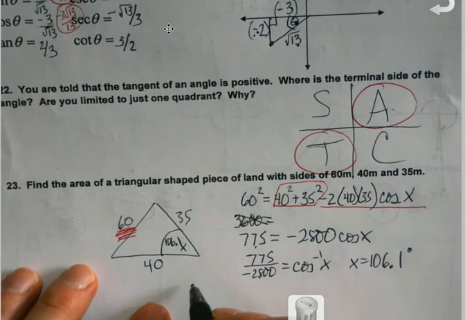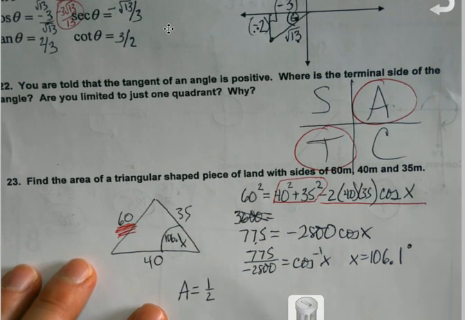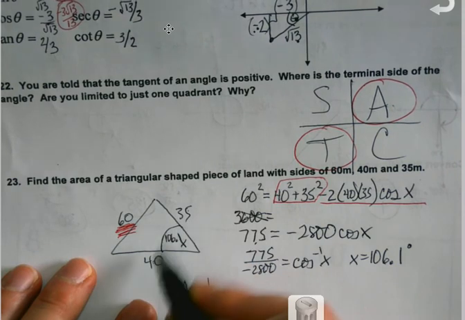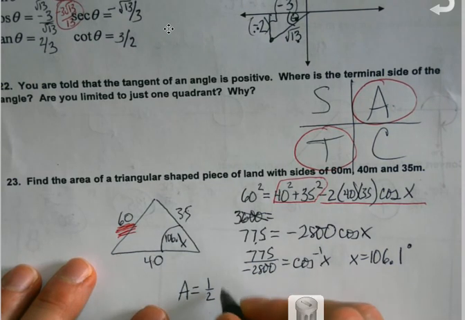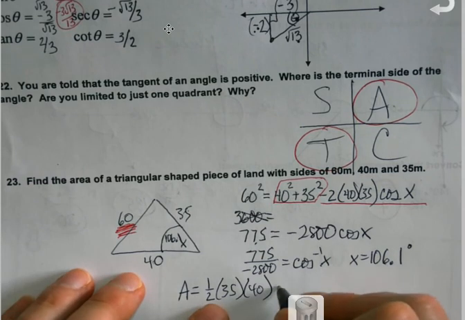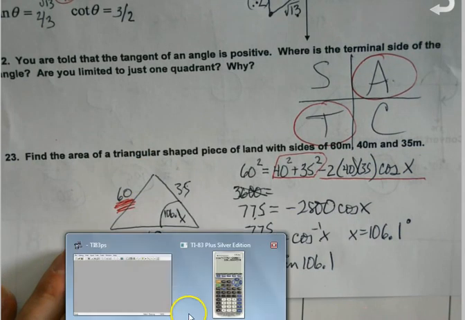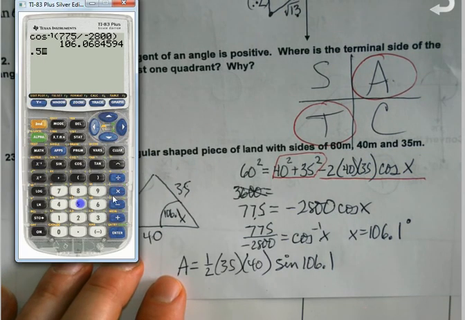now to find the area, I take 1/2 the two sides that trap my angle in, multiply those, times the sine of the included angle. And this we can put in all at once. So 0.5, 35, 40, sine of 106.1.